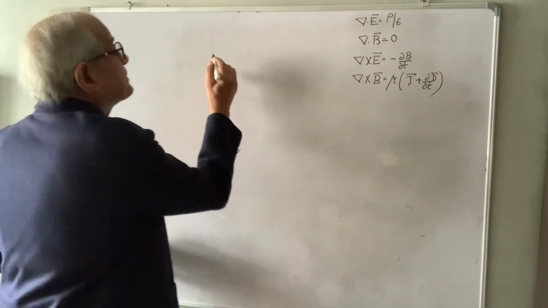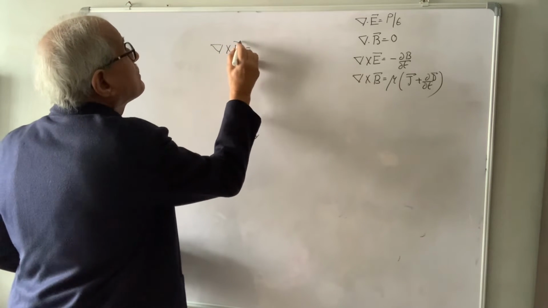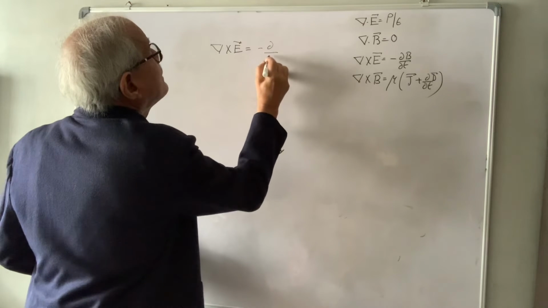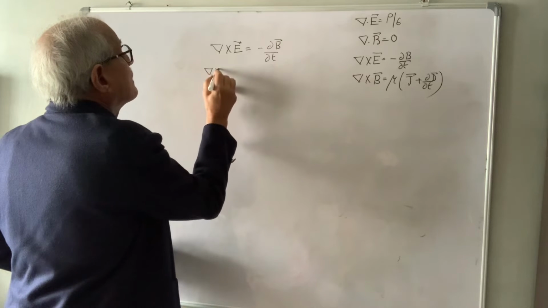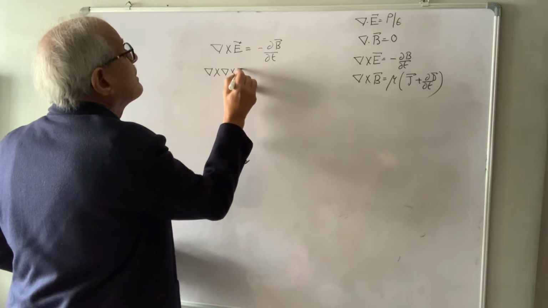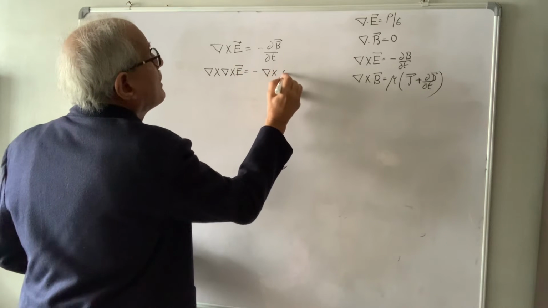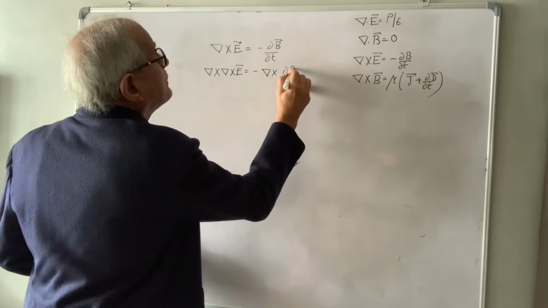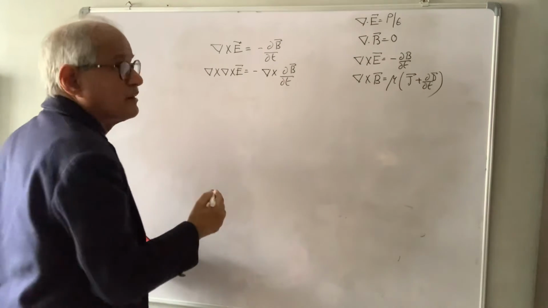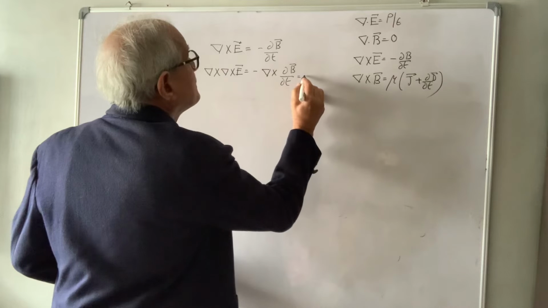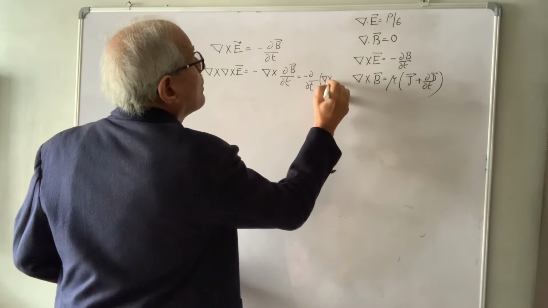Now we take up this equation. Curl of E is equal to minus del del T of B. We again take the curl. Curl of E is equal to minus curl of del del T of B. The order of differentiation with respect to T and curl can be interchanged, and we can write as minus del del T of curl of B.